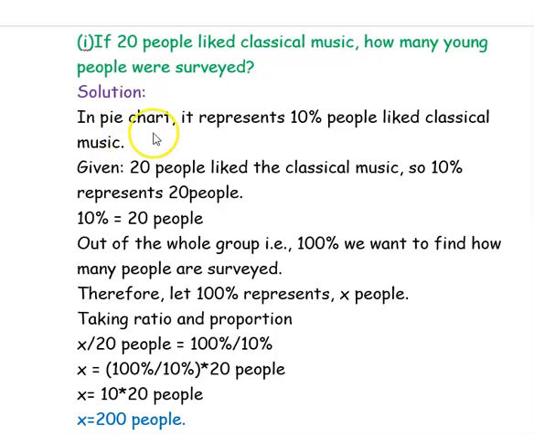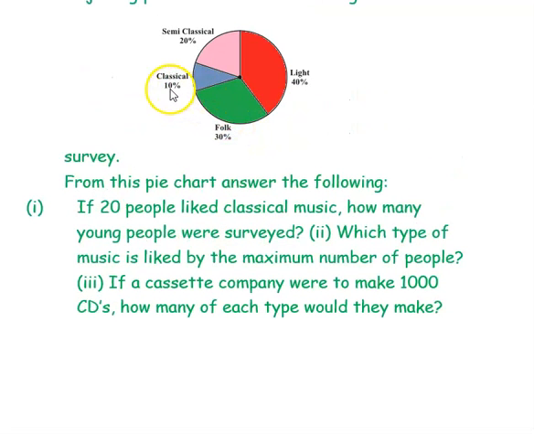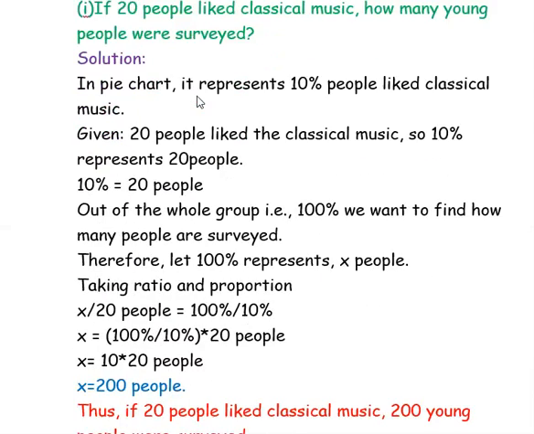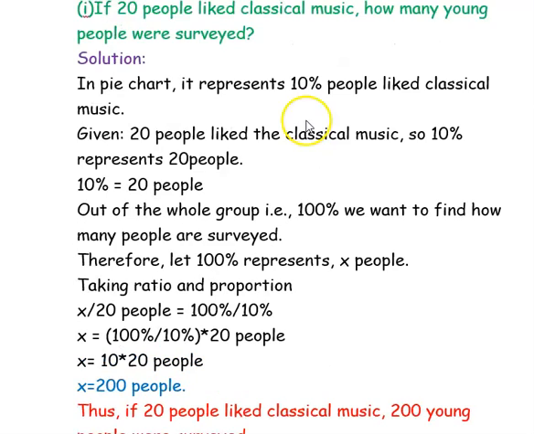Solution. In the pie chart, 10% of people liked classical music. In our question, it's given that 20 people like classical music. So from the pie chart, we know that 10% of people liked it, and they have given 20 people. So 10% represents 20 people. 10% is equal to 20 people.